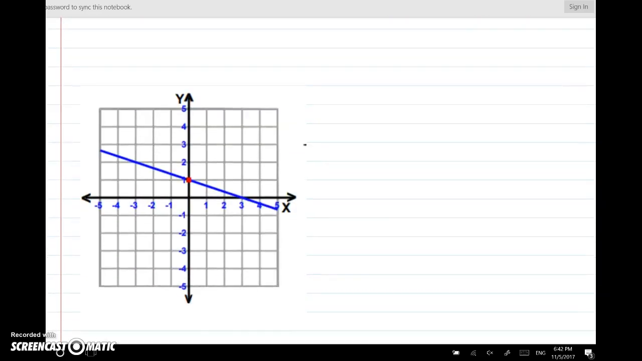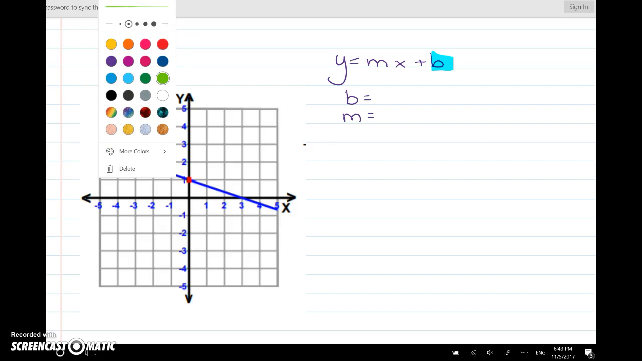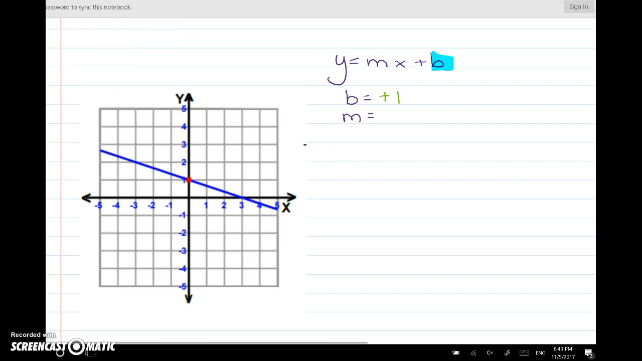Here I have a line that's graphed nicely for us to figure out. First thing we're going to do is write down our equation of a line. Y equals mx plus b. Nice job. Next thing we're going to do is find what b equals and what m equals. So let's start with the easy one, the b, the y-intercept. The y-intercept is this little red dot right where this plus sign is. And it's actually just plain old positive 1, plus 1.